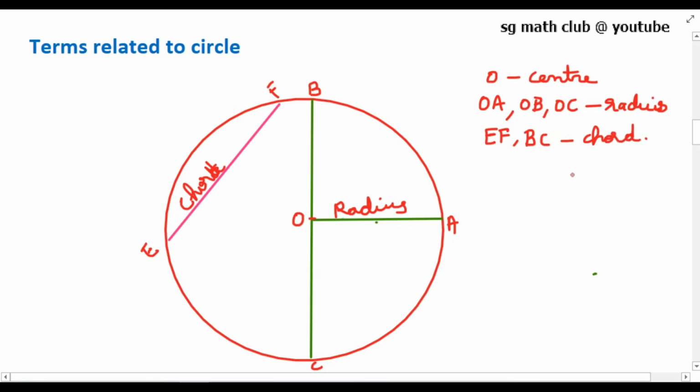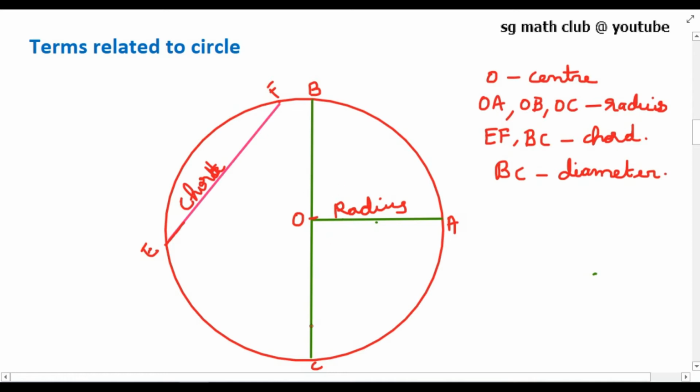Then you might have heard about the word diameter. The diameter is also a chord of the circle, but that chord which passes through the center of the circle is called the diameter of the circle. So here BC is the diameter of the circle. Diameter is the longest chord of the circle. The chord EF is not passing through the center of the circle, so EF is not the diameter.